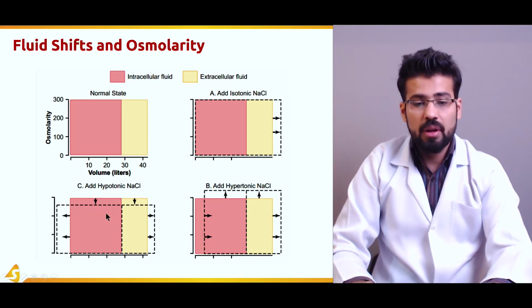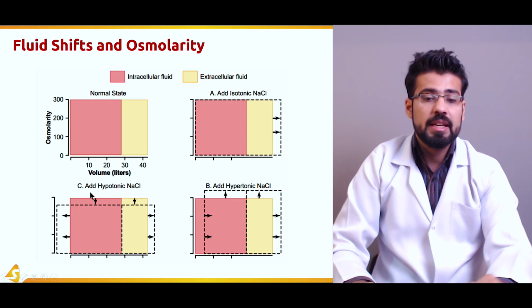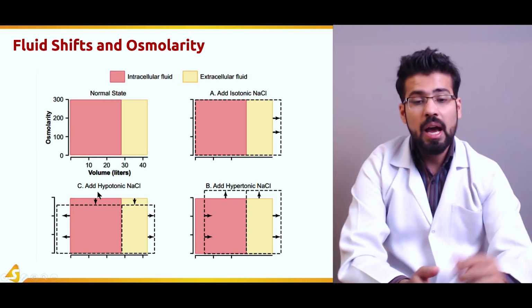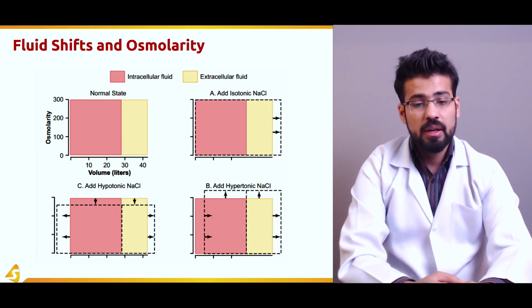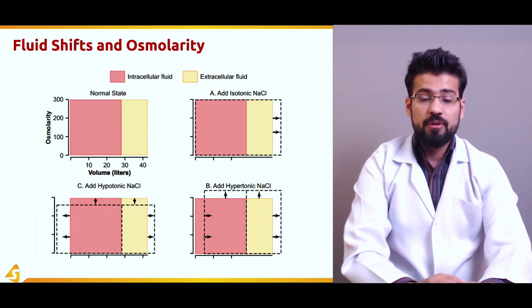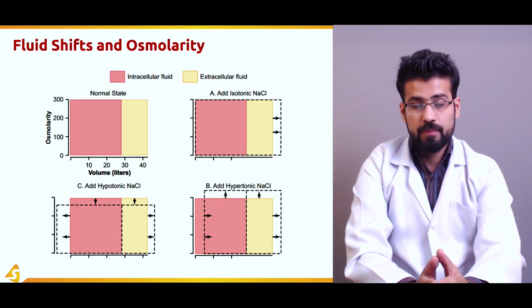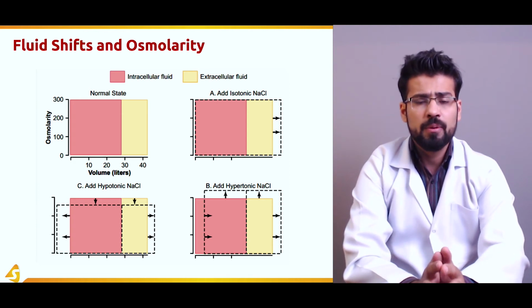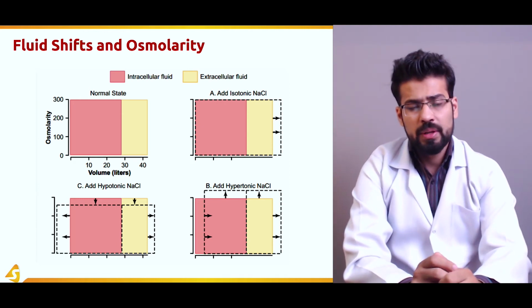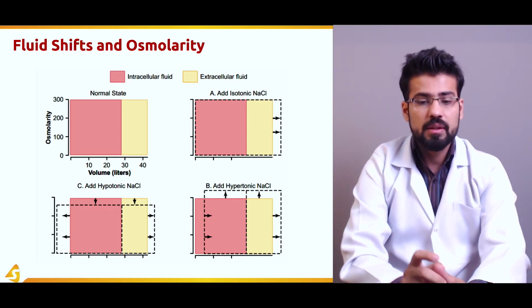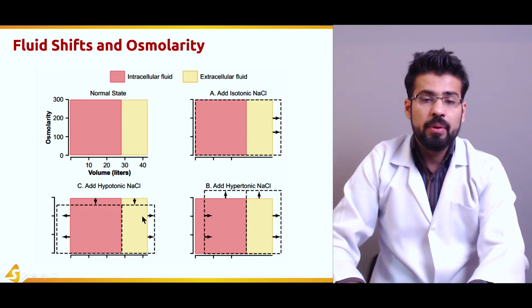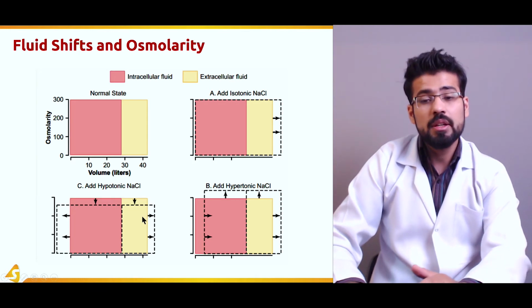Now let's take an example of part C, where you have added the hypotonic NaCl solution. In this particular type, of course, you are adding an abundant amount of water, right? You're adding an abundant amount of water with a very small concentration of NaCl. So you are disturbing the equilibrium.